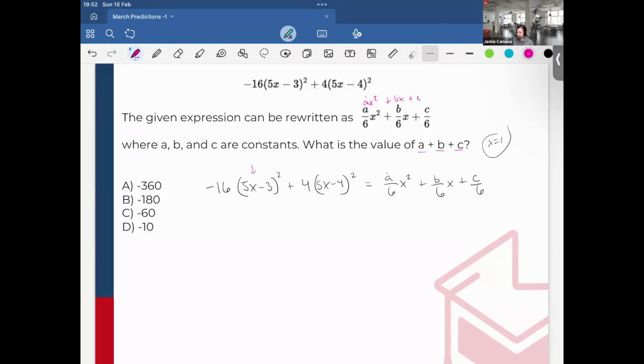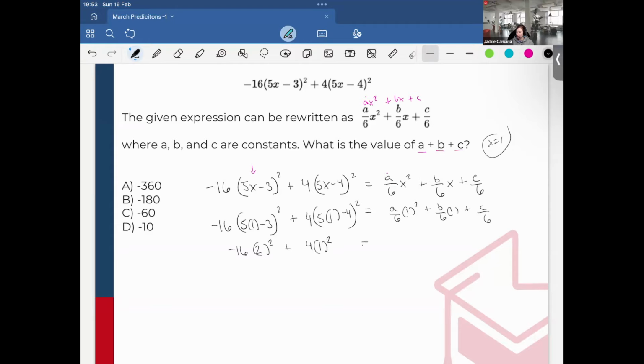Okay, so I'm going to do negative 16, 5 times 1 minus 3 squared. This saves me time, so I don't have to expand all of the brackets and do long algebra. So then this will just simplify to negative 16 multiplied by 2 squared plus 4 times 1 squared.